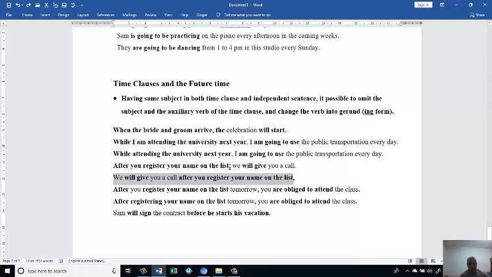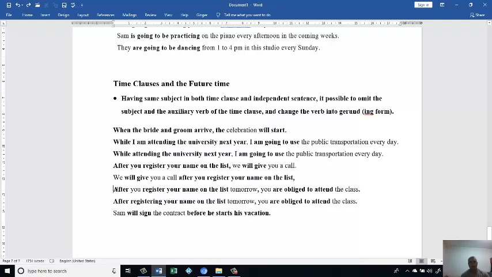Here, because I have the time clause, sometimes we say dependent sentence, and this is the independent sentence, then I have to separate them by a comma. If I have the time clause inside the sentence, I don't need to put a comma here. Then we say, we will give you a call after you register your name on the list.